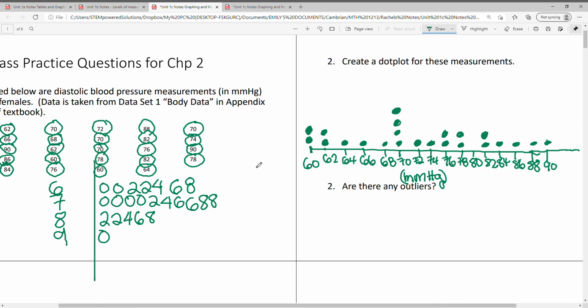using the dot plot. Now, from this visual representation, are there any outliers? So outliers are data values that are located far away from the rest of the data, and we can confidently say that no, there are not any outliers because all of the data is close together. So are there any outliers? The answer to that is no.